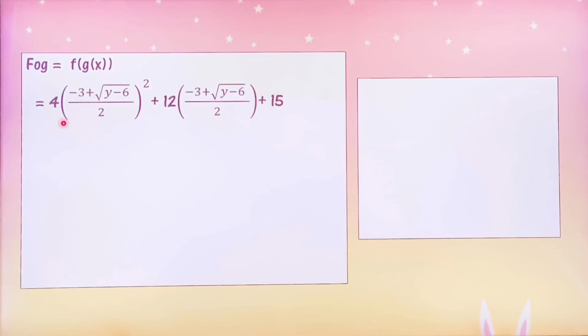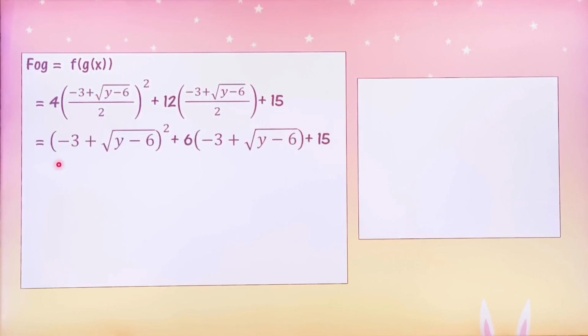That is equal to 4 into ((-3 + √(y-6))/2) whole square plus 12 into ((-3 + √(y-6))/2) plus 15. That is equal to (-3 + √(y-6)) whole square plus 6 into (-3 + √(y-6)) plus 15.